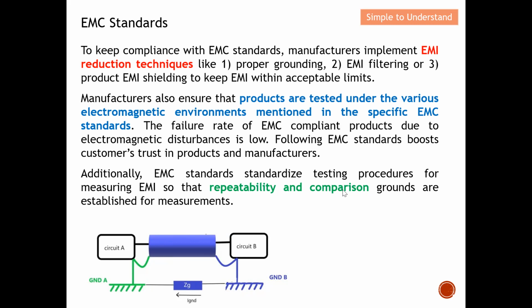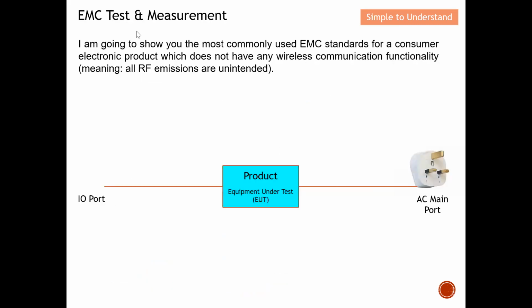for comparison purposes. I'm going to show you the most commonly used EMC standard for a consumer electronic product which does not have any wireless communication functionality, which means that all the RF emissions are unintended. For example, I built an EUT. So this is a new product that I built. This EUT doesn't have any form of wireless communication, which means that it doesn't radiate to establish communication. Which also means that it is so-called standalone.